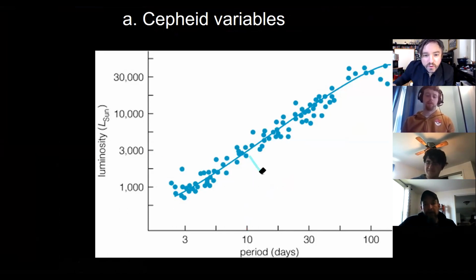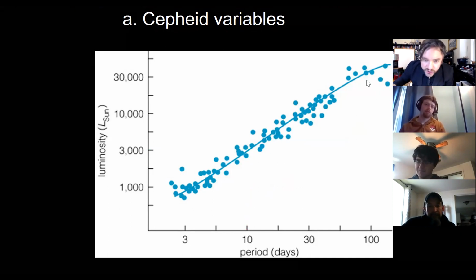Now, this played an important role in the history of astronomy because Edwin Hubble used this graph to measure the distance to the Andromeda Galaxy.